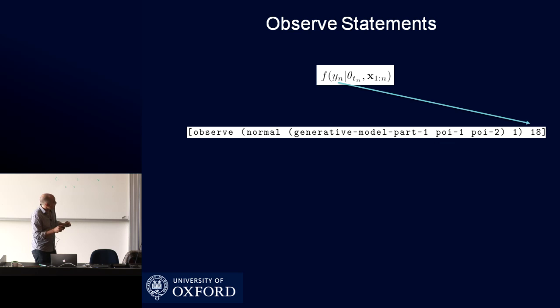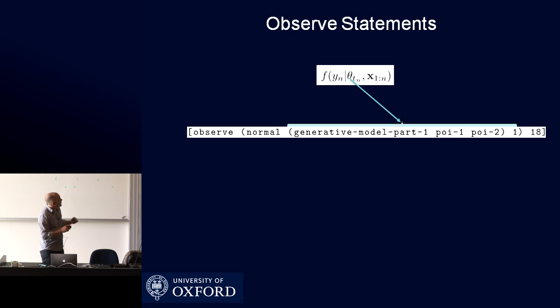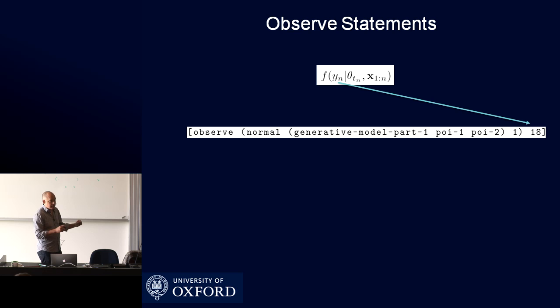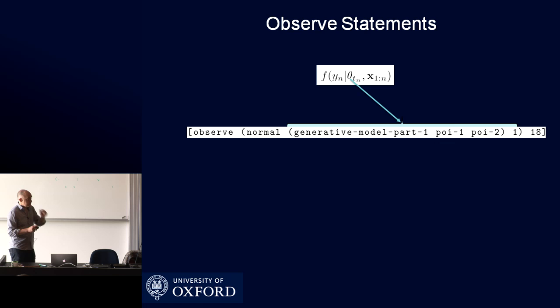The observation shows up out here. So y n is going to be out here. The parameter vector is also an expression. In fact, here it's a list, consisting of the application of the generative model procedure to parameter of interest one, parameter of interest two, and one. So let's do that again: type, observed value, parameter. All of these are arbitrary program elements, arbitrary expressions. This has to evaluate to a constant. This has to evaluate to an ERP in Anglican.